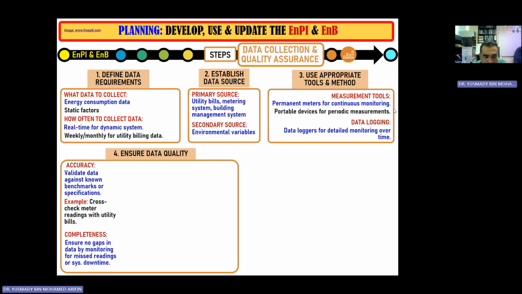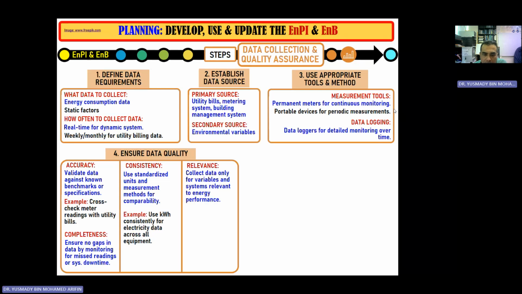Completeness: ensure no gaps in data by monitoring for misreading or system downtime. Consistency: use standardized units and measurement methods for comparability. Example, use kilowatt hours consistently for electricity data across all equipment. Relevance: collect data only for variables and systems relevant to energy performance. Timeliness: ensure data is collected and recorded promptly.